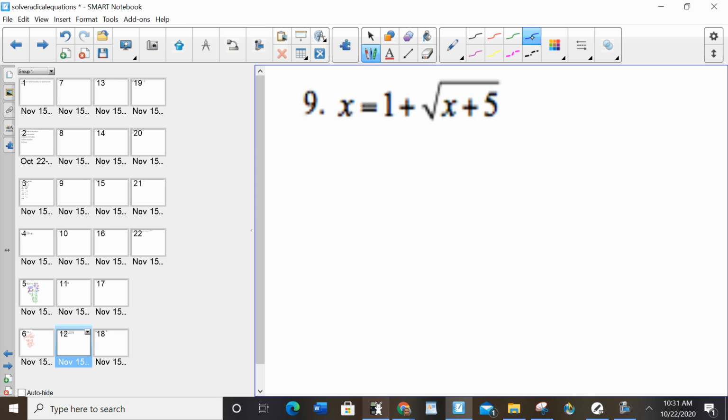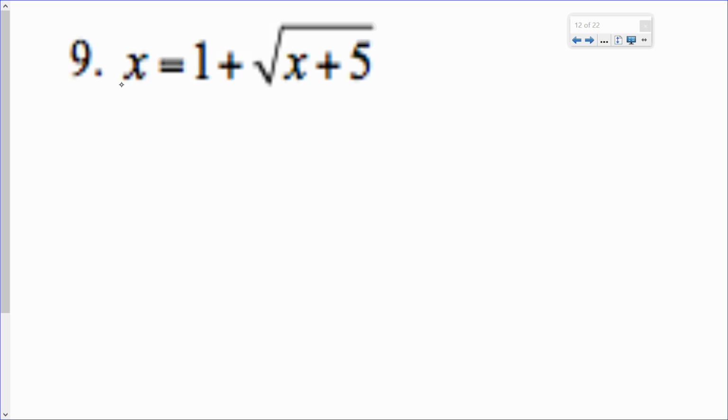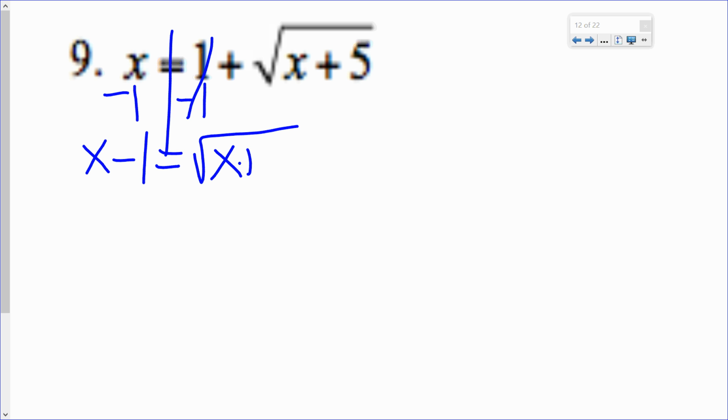So, number 9, my first step is to isolate the radical. Is the radical by itself? No. I need to subtract 1 from both sides. So on the left-hand side, x minus 1 is x minus 1. On my right-hand side, I have rad x plus 5. Great. Now that the radical is isolated, to get rid of it, I square both sides.